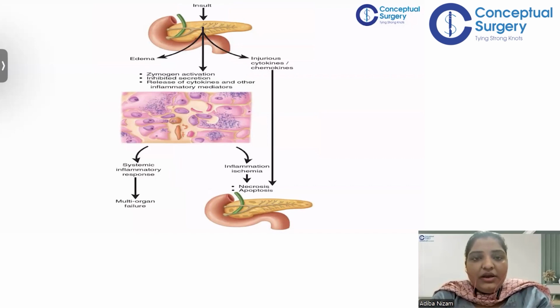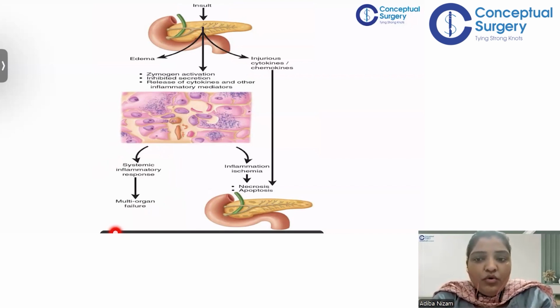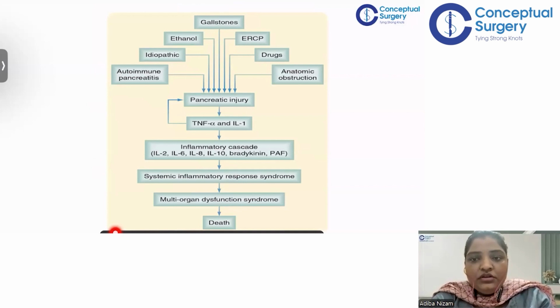Here, I would like you to note that these chemokines and cytokines that are being released are causing both a local response, which is because of inflammation and ischemia, as the pancreas is getting inflamed, and also a systemic response, which we'll see later on. Here we have the main description of the cytokines that are involved. We have TNF alpha and IL-1, which lead on to the starting of this inflammatory cascade, which also involves IL-2, IL-6, IL-8, IL-10, and bradykinin, leading on to a systemic inflammatory response and multi-organ dysfunction if uncontrolled, which may also lead to death and mortality.